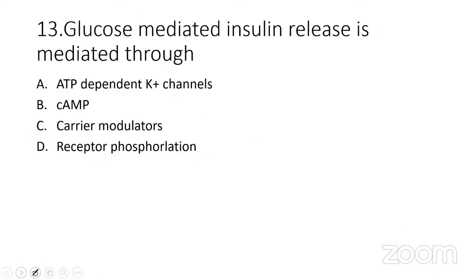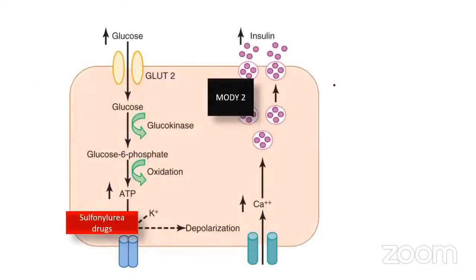Glucose-mediated insulin release is mediated through what? We know that glucose is the most potent stimulus for insulin release. Insulin is released from the beta cell, where it is stored inside vesicles. Here is the glucose transporter. Which glucose transporter is in the beta cell? It is GLUT2. In muscle and adipose tissue, it is GLUT4.